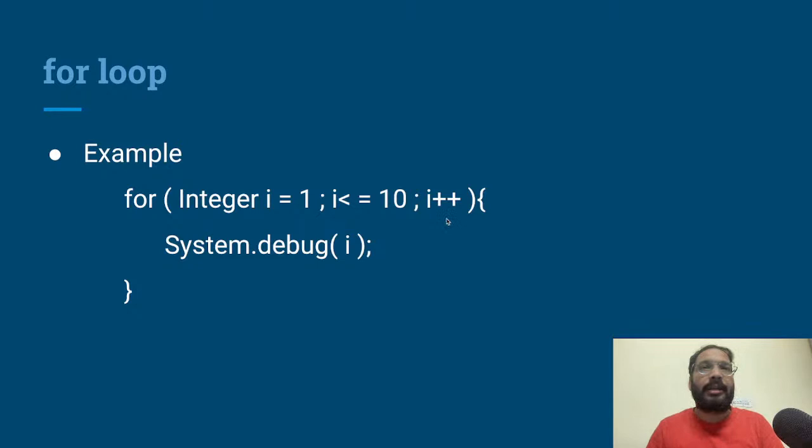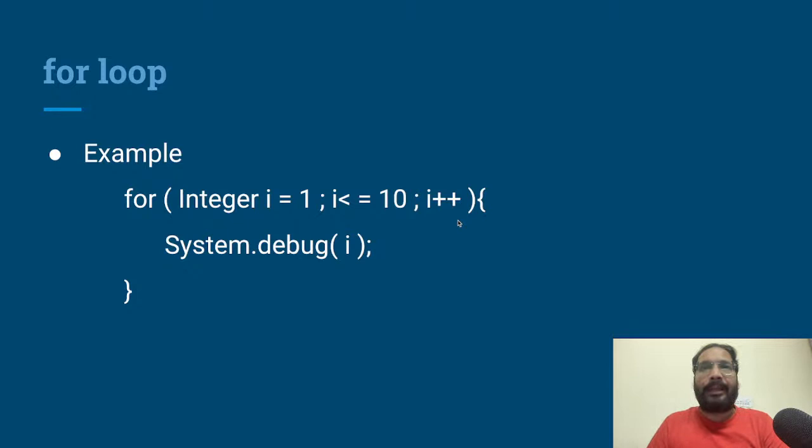Okay. So what will happen? First of all, I will be equals to 1. Then the condition I less than equals to 10 will be tested. So if the condition is true, then system.debug will display the value of I. Then I plus plus will perform. So I will become 2. And then again, the condition will be tested.